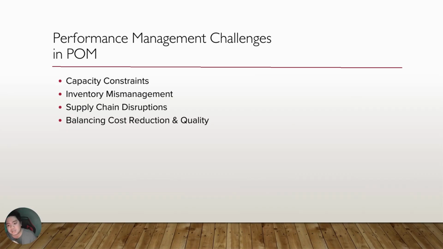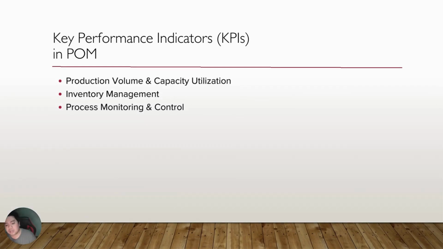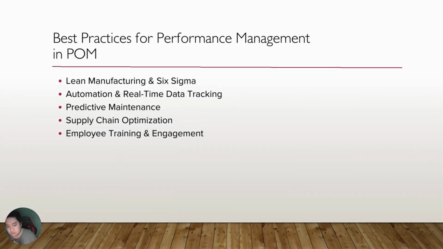So what are the KPIs in POM? KPIs in POM are the following: production volume and capacity utilization, inventory management, and process monitoring and control. And as also mentioned by the reporters, what are the best practices for performance management in POM? This is lean manufacturing and Six Sigma. If you have seen my previous video, I have put a table on those approaches that have been discussed. Then automation and real-time data tracking, predictive maintenance, supply chain optimization, and employee training and engagement.